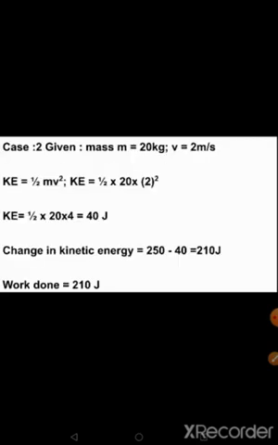So both the things you have to find out, and the change in kinetic energy, because there is a change in velocity. Initially it was 5 meter per second, then it was 2 meter per second. So you have to subtract these two answers which you got by substituting 5 meter per second and 2 meter per second, and that gives you the work done. Okay, so let's start now.